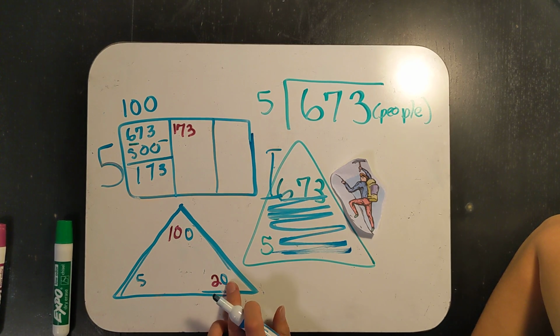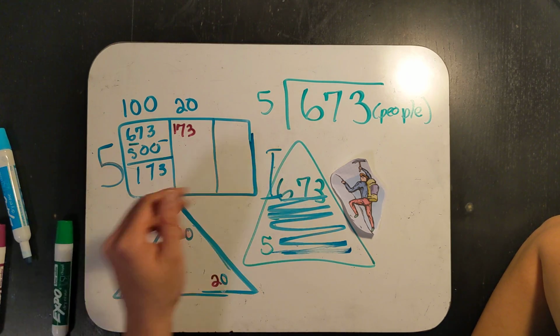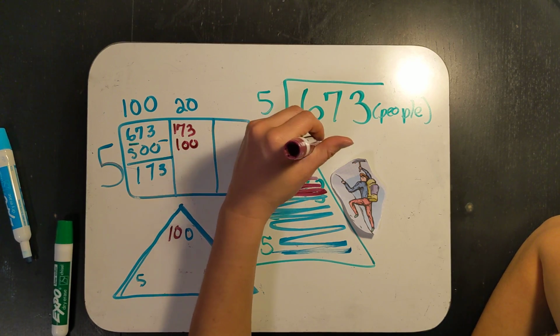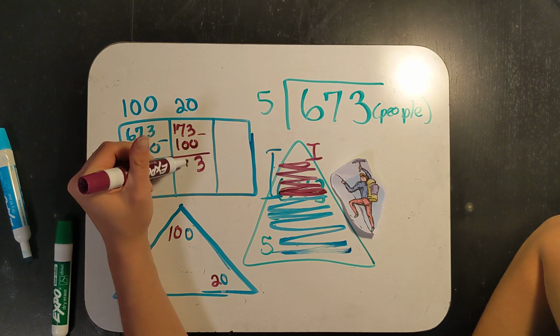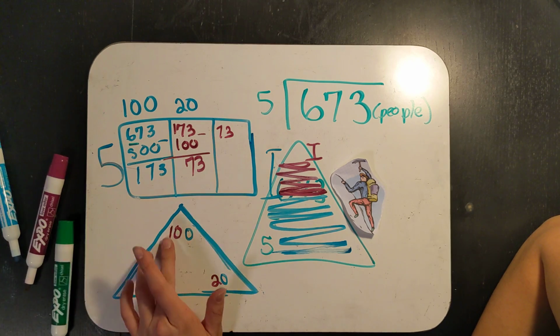Where's the 20 go? That's what we multiplied. It goes up here. Where's that 100 go? That's the progress we made. It goes here. How do you find the difference? You subtract. Give that a try. Come back. Where's that 73 go? Right here. What are we going to do now?